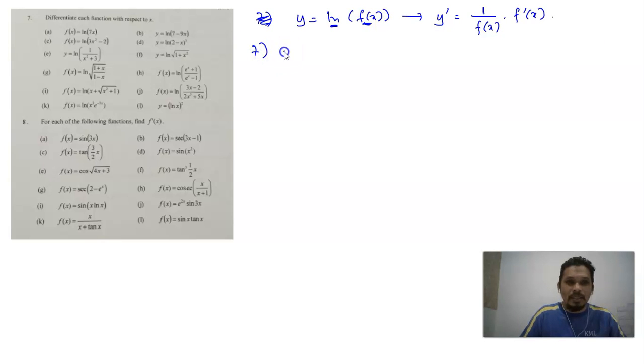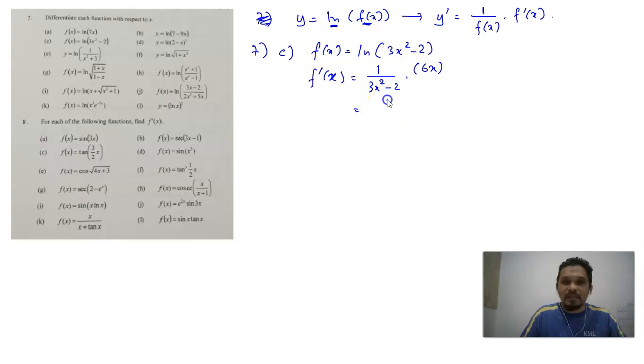Let's say question C. f(x) equals natural log of 3x squared minus 2, then f prime x equals differentiate ln, 1 over 3x squared minus 2, and then multiply with the derivative of 3x squared minus 2, which comes out with 6x. So simplify this: 6x divided by 3x squared minus 2.